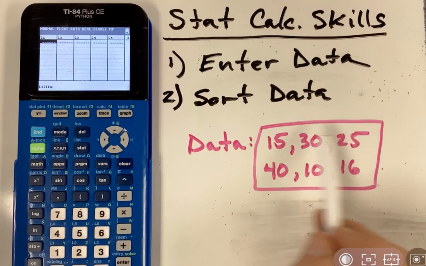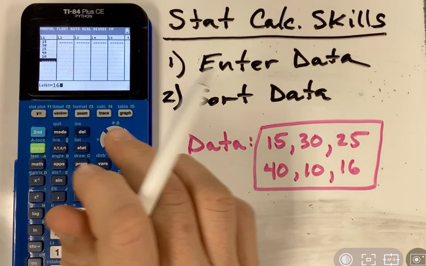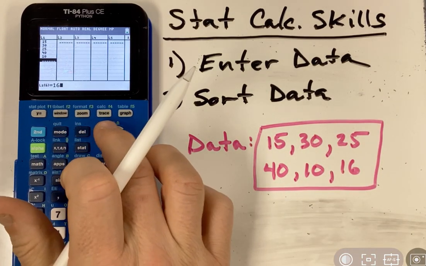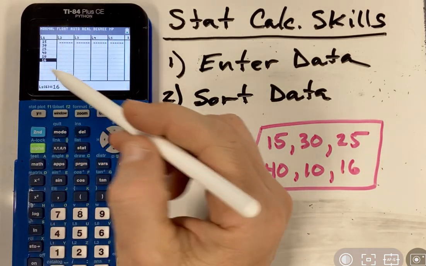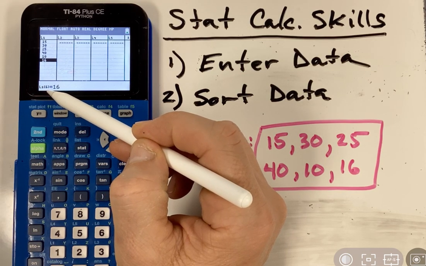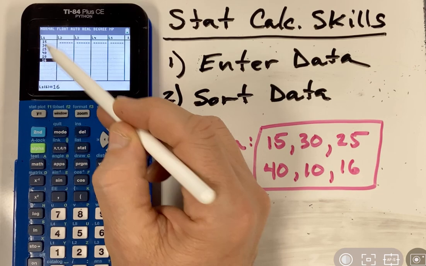I'm going to enter my 6 data values right here. I've got 15, just press enter after each one, 30, 25, 40, 10, and 16. Now, if you want to make sure you didn't make any mistakes, I know I have 6 data values right here. When you put your cursor on the last number of what you just typed, we got to hope that it says L1, and then if you look carefully, it says there's a 6 in the parentheses there. That means 16 is the 6th number I just typed in this list.